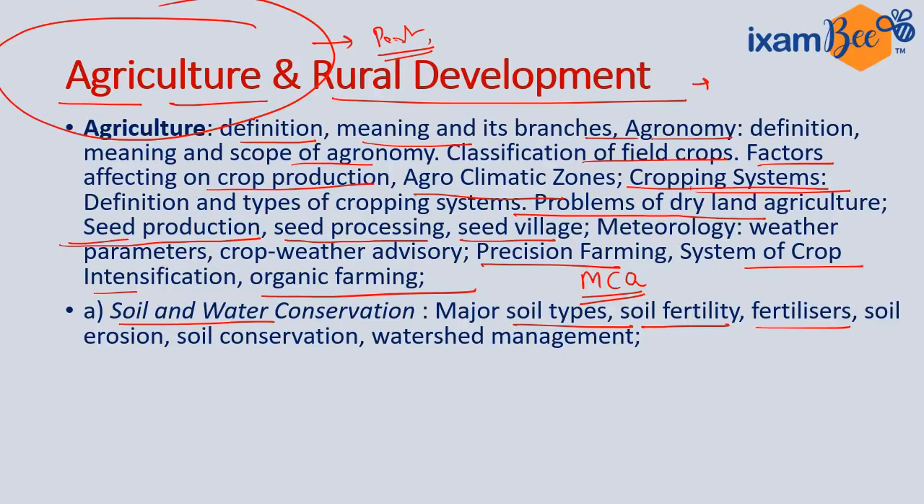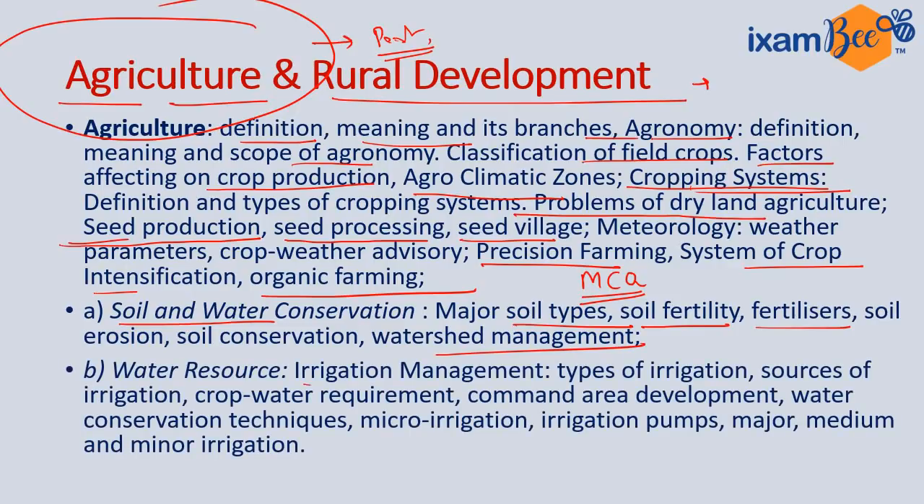and then soil erosion conservation, watershed management, etc. Likewise, on water resources, you shall know about irrigation management, types of irrigation, sources of irrigation. These are easy to understand.